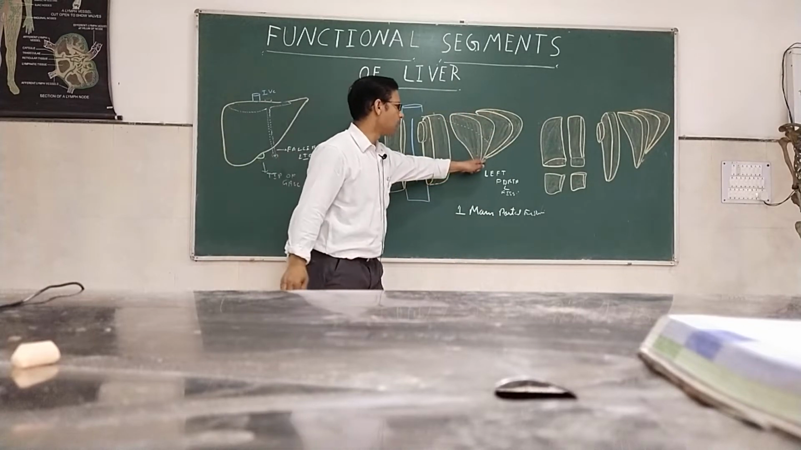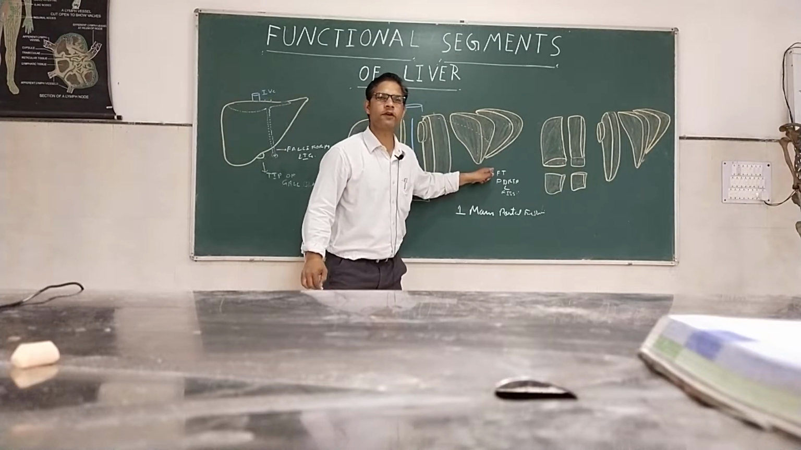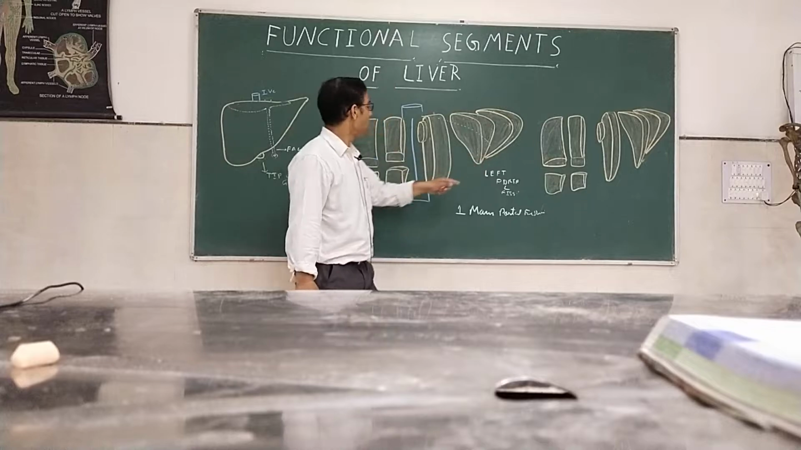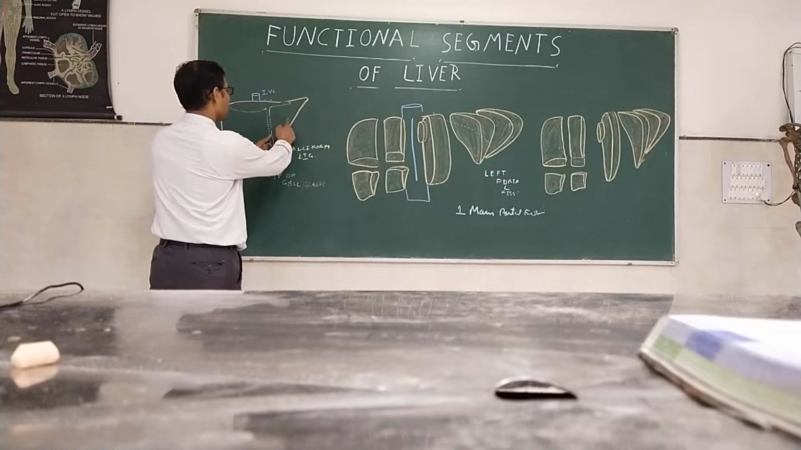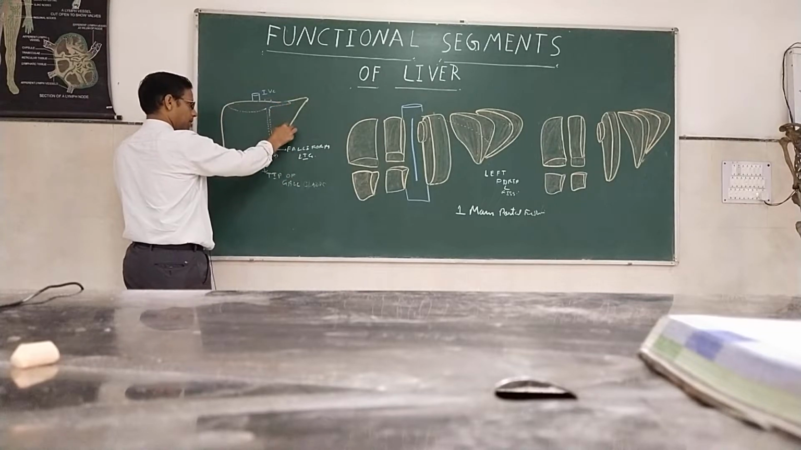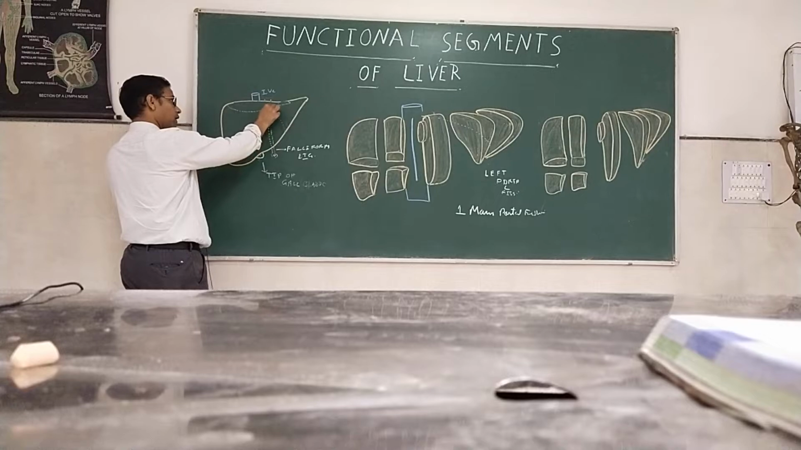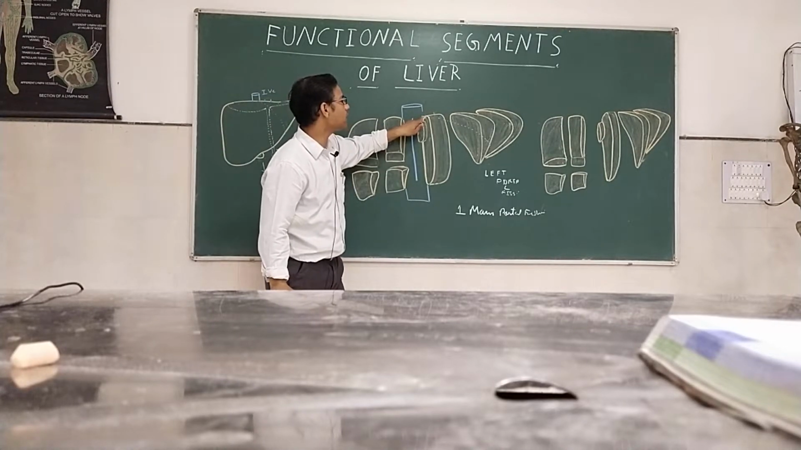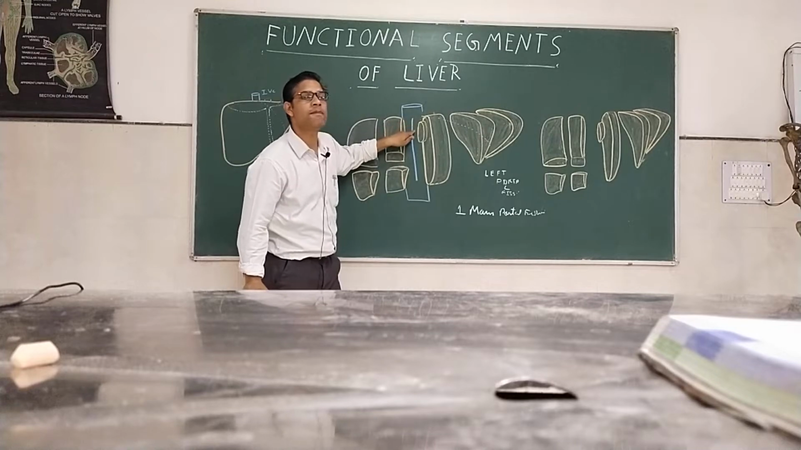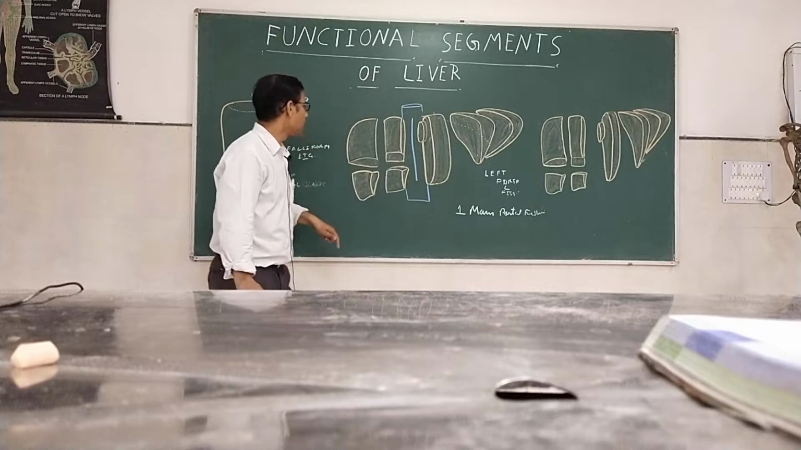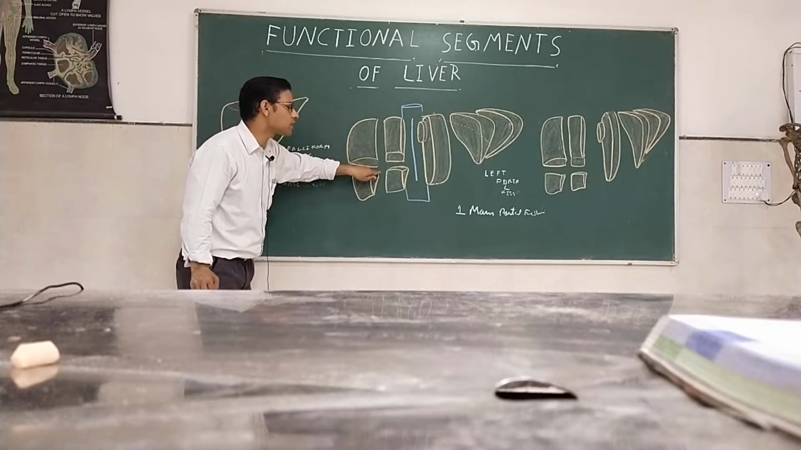This is the left portal fissure, which is drawn from the midpoint between the falciform ligament and this left triangular ligament. If I draw here, I will draw like this, midpoint here, and this will go up to the inferior vena cava, where the confluence of the left hepatic vein and middle hepatic vein is. Okay, that is the left lateral fissure.